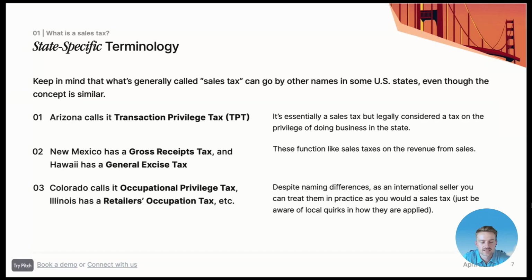One thing I like to note is that there is a lot of state-specific terminology for sales taxes. I pulled a few examples here. Arizona refers to it as a transaction privilege tax. New Mexico and Hawaii refer to it as the gross receipts tax and general excise tax. Colorado, my former home state, calls it the occupational privilege tax, and Illinois calls it the retailer's occupation tax. For all intents and purposes, these are all just sales taxes, and that's the term we'll be using today. But it's worth noting that if you're ever navigating around a state portal, they might call it something different than just sales tax when it is functionally the same thing.